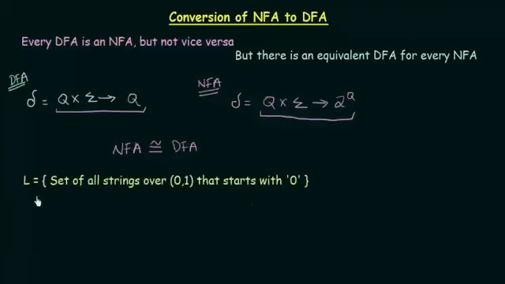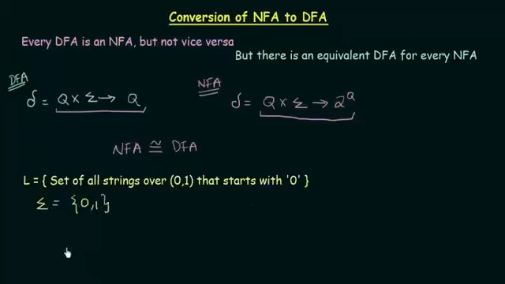So we have an example language here, L, which is the set of all strings over 0, 1 that starts with 0. So let us design an NFA for the language which accepts the set of all strings over 0, 1 that starts with 0. So here our input symbols, sigma, are 0 and 1. So let me design the NFA for this.